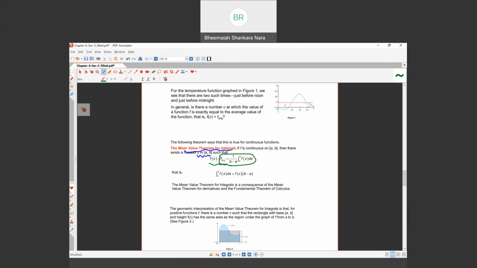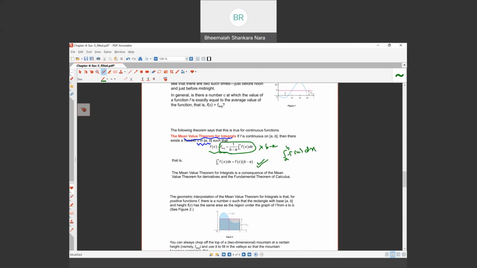Now rewrite this a little bit. To calculate the integral from a to b of f of x dx from this, you multiply throughout by b minus a. And hence we have this new formula here, which is the average value of the function. The mean value theorem for integrals is a consequence of the mean value theorem of derivatives and the fundamental theorem of calculus. All these are from your Calculus 1.